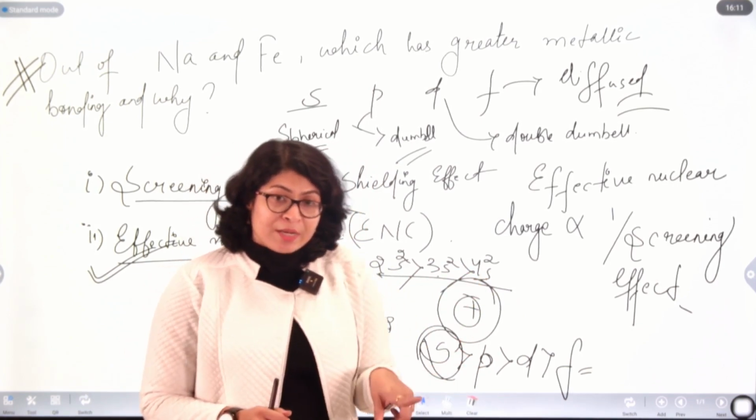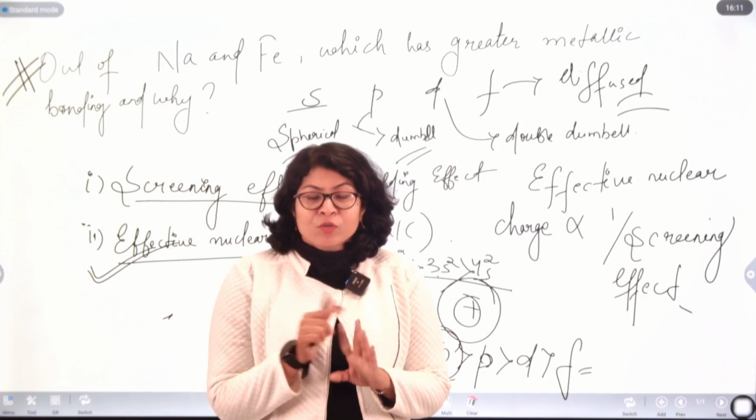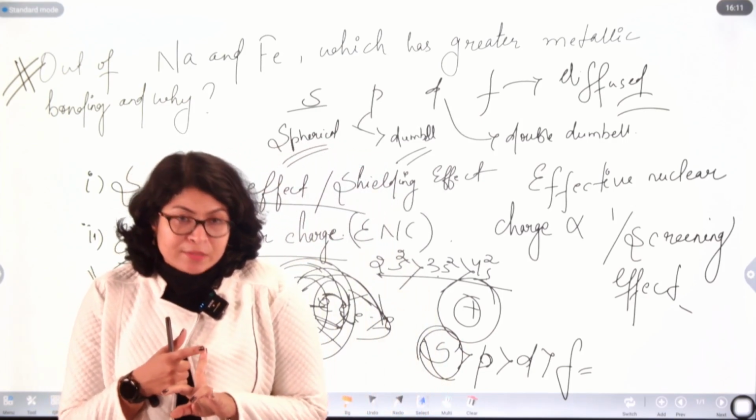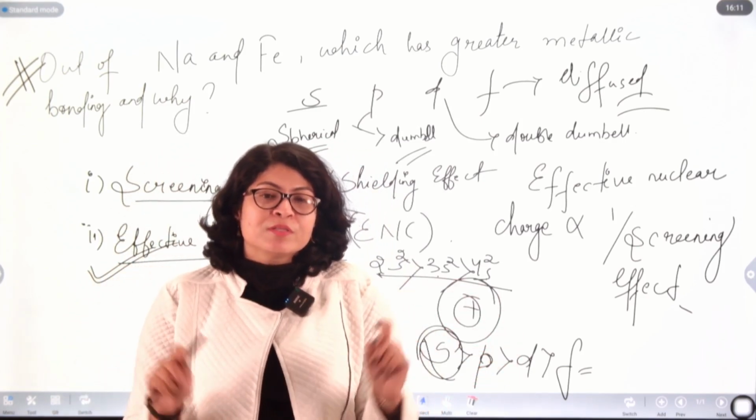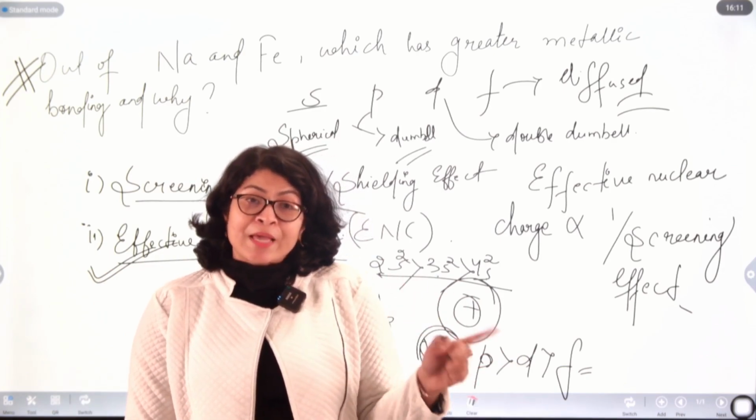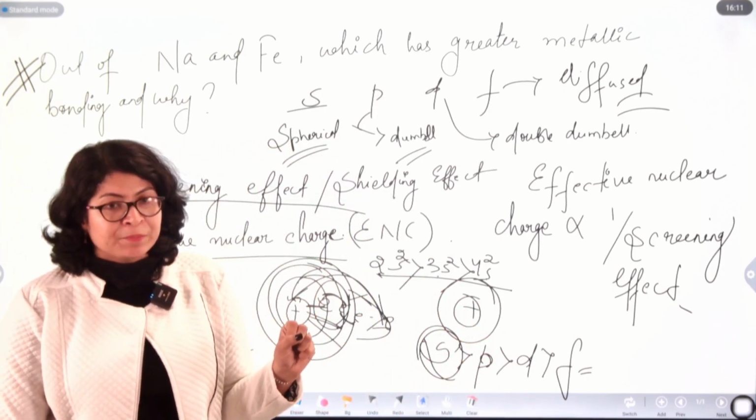So, the screening effect is dependent upon two factors here. One is the shape, second is the size. Okay, shape diffused, screening effect less. Size greater, screening effect less.